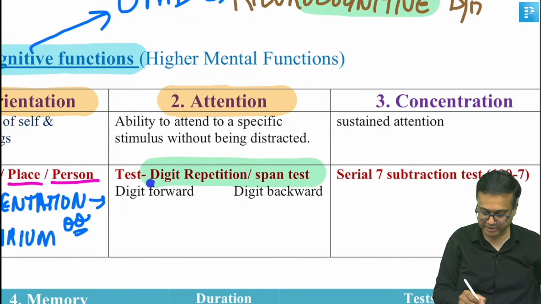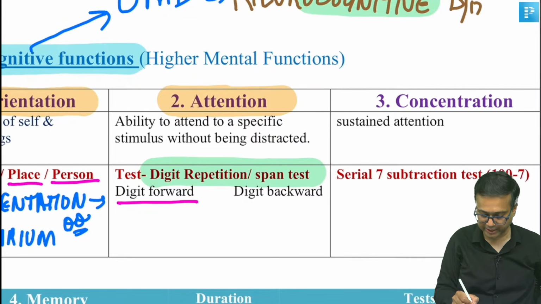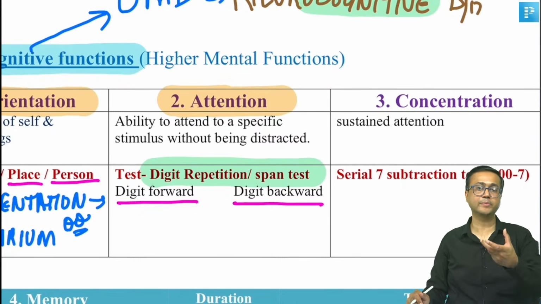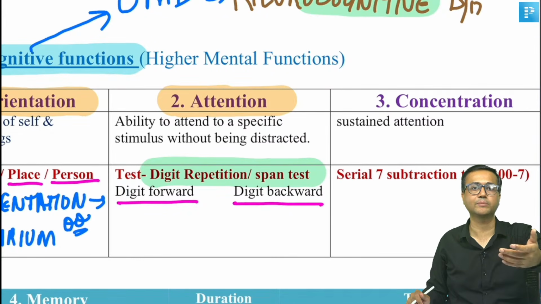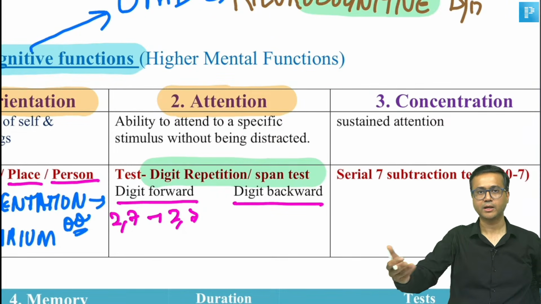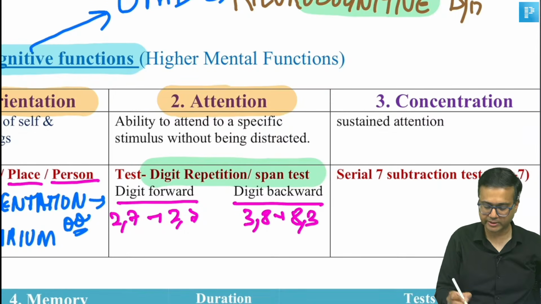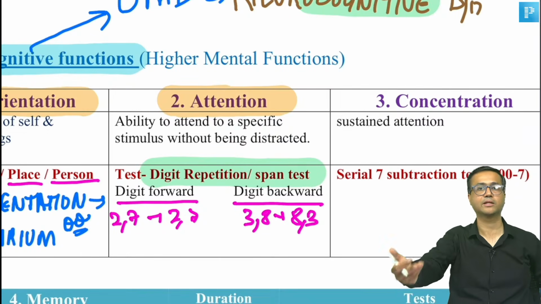Beta we give some digits to the patient and ask him to repeat. Beta there are two components, digit forward and digit backward. Beta forward mein kya hoga? The person has to repeat the numbers in forward direction. Suppose I say 2, 7, patient will say 2, 7. Then I will increase the number. While in backward, suppose I say 3, 8, patient has to repeat 8, 3. He has to repeat in the backward direction. Then I will increase the numbers.